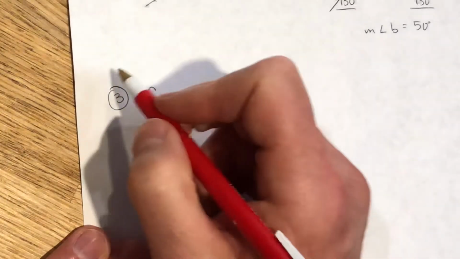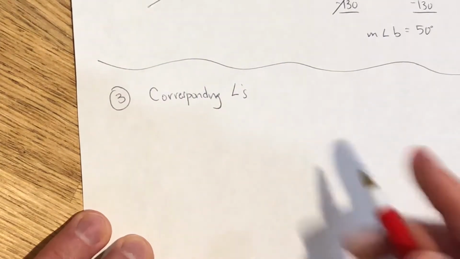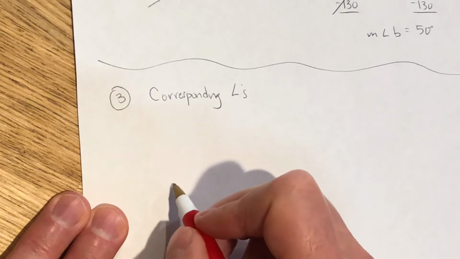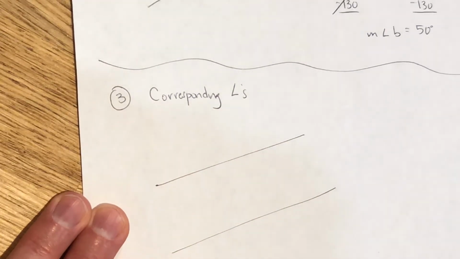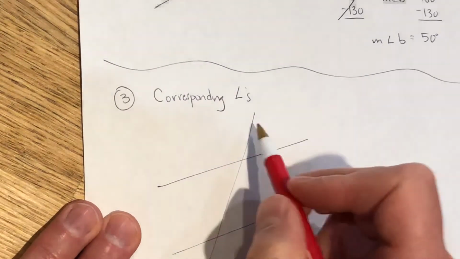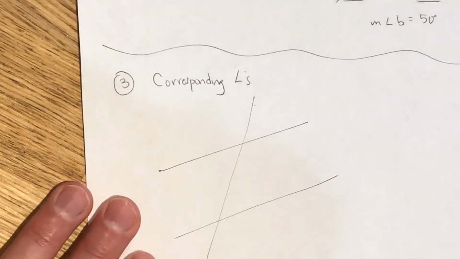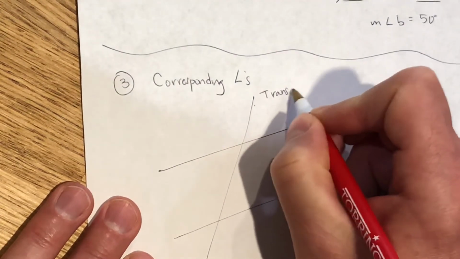Okay, now getting a little more complicated, corresponding angles. So let's say we have two segments here that do not intersect. And now we have a third segment that goes through both of them. Now just a little vocab. If you have a segment that intersects two or more line segments or rays, we call that a transversal.